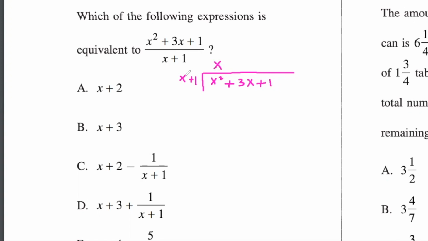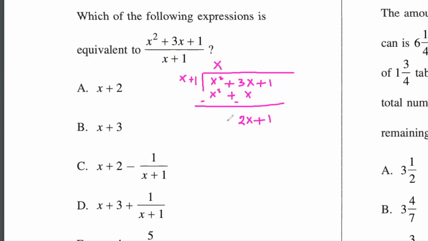So we multiply x times x to get x squared here. And then x times 1 is x, plus x. Now we subtract this from here. So they cancel. Here we get 2x plus 1. Again, we have to look at this x, and x times what gives me 2x.